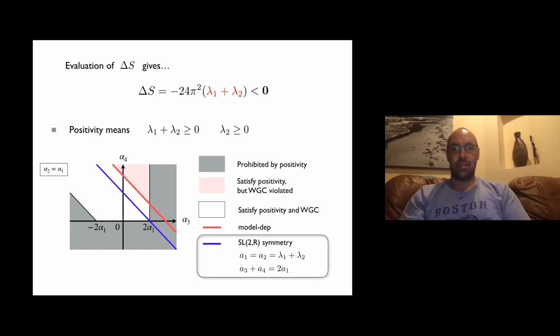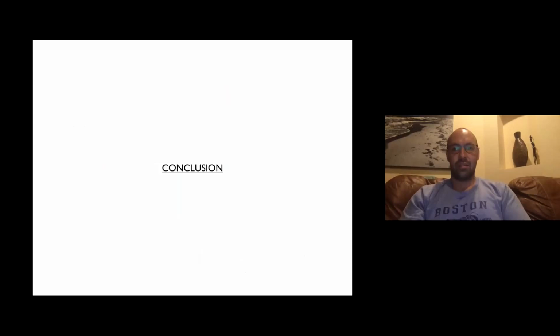But again, you can understand that this white region is pretty big, and so there may be other UV ingredients such that you end up in this white region. So SL(2,R) is just one, and is sufficient to imply the weak gravity conjecture, but there may be others.